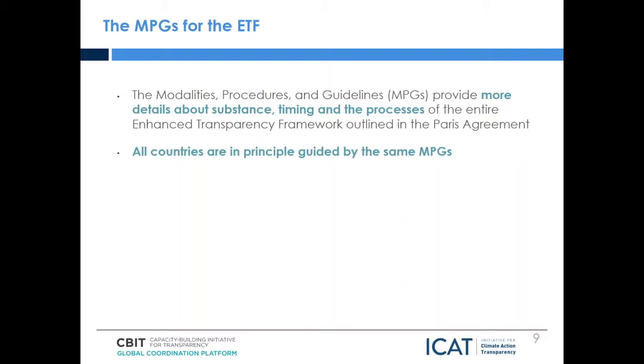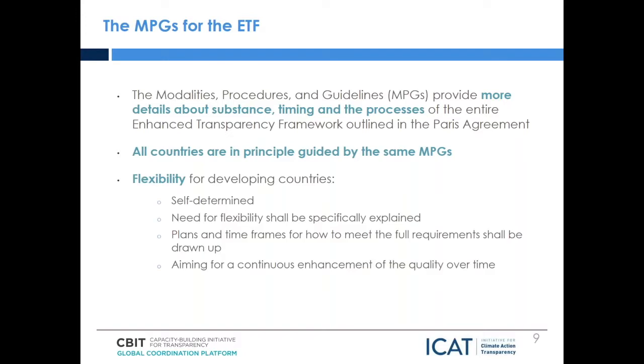So these are essentially doing what the acronym says, which is to provide more details on the substance, timing, and processes of the entire transparency framework described in the Paris Agreement. So the first new aspect that catches the eye when you look at the MPGs is the fact that there is not anymore a distinction between the Annex 1 and non-Annex 1 countries. Now all countries are in principle guided by the same MPGs, with this flexibility for those developing countries that need it in light of their capacities.